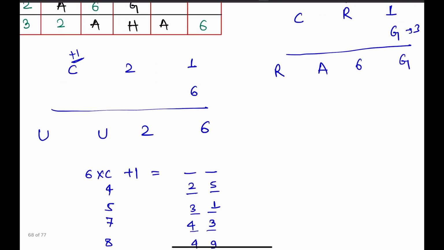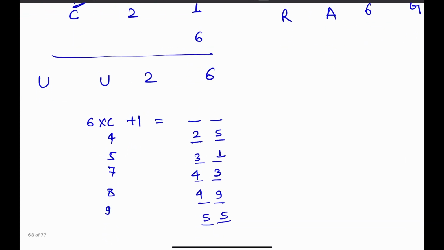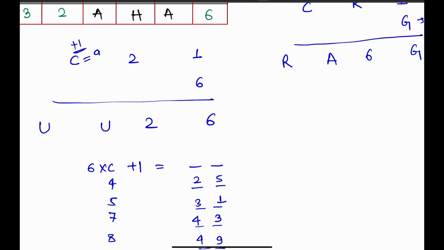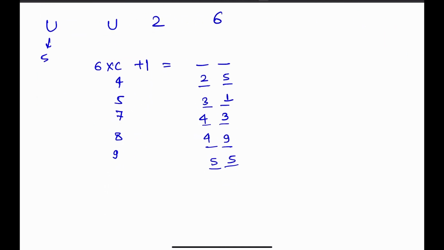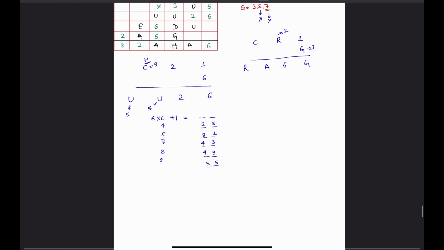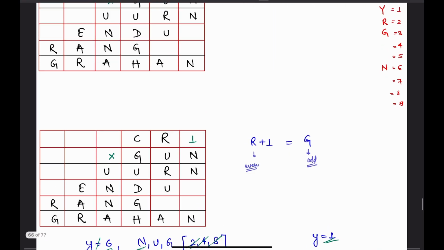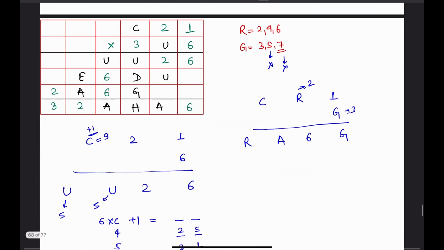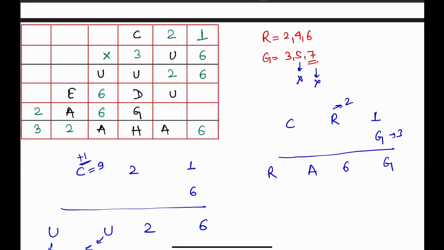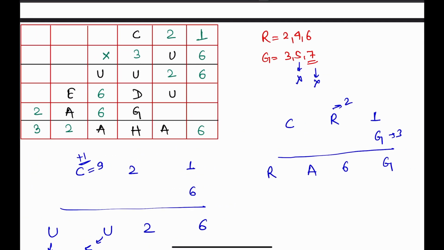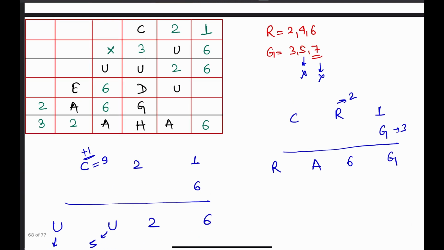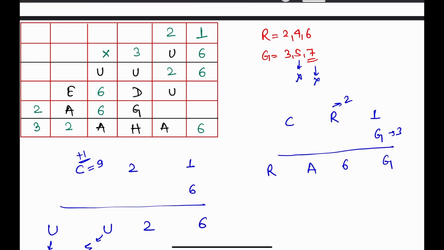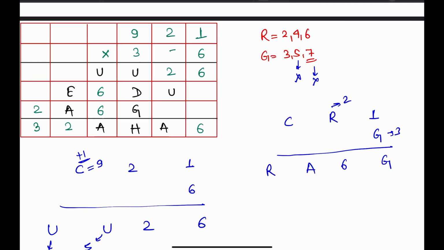So what I can say, my C will be 9, and my U value will be 5. No issue, my C value is 9 and U value is 5. Let's replace it. Now the question is approximately solved. If my C value is 9, let's replace it, and U value is 5.